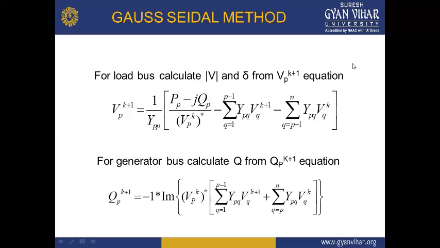For the generator bus, we will calculate the reactive power from this equation, which is nothing but the minus of the imaginary part of the above voltage expression. If we calculate the imaginary part of the above expression, that will give me the reactive power for the bus P.